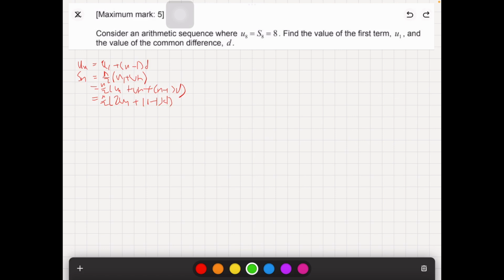So in this case, even though you could choose either equation, it wouldn't be wrong. You could still solve it. I'm going to go with this first equation right here as the one for Sn. And it's because if you do this, you eliminate d in that equation, and you can essentially solve for U1 immediately. So let's go ahead and do that.